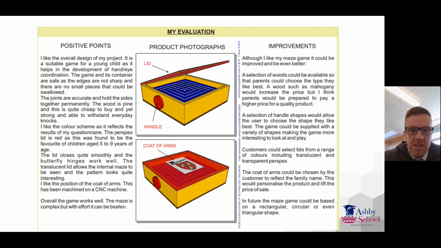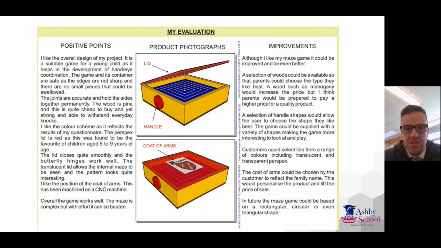A selection of handle shapes would allow the user to choose the shape they like best. The game could be supplied with a variety of shapes, making that game more interesting to look at and play. So we're looking at, is it as nice looking as it could be, or could we change it and make it better? A coat of arms could be chosen by the customer to reflect their family name. That's a nice little add-on. This would personalize the product and lift the price for sale. So it's quite a nice little add-on.